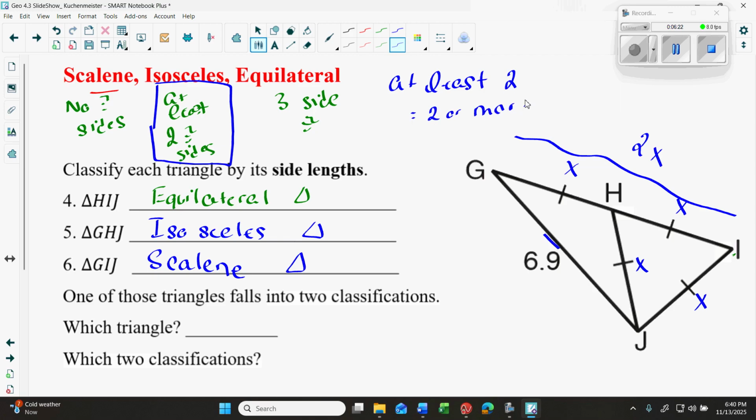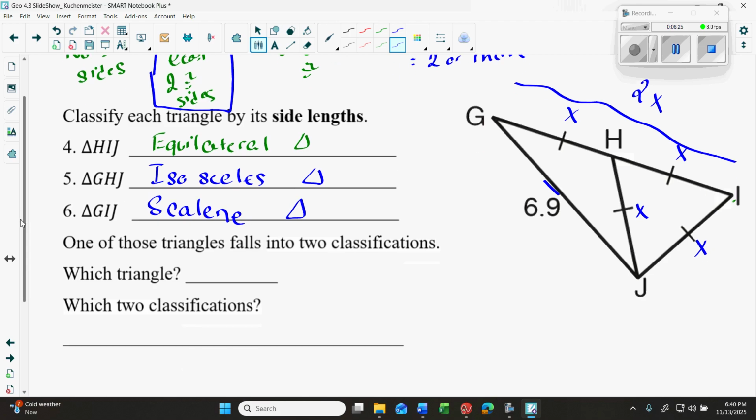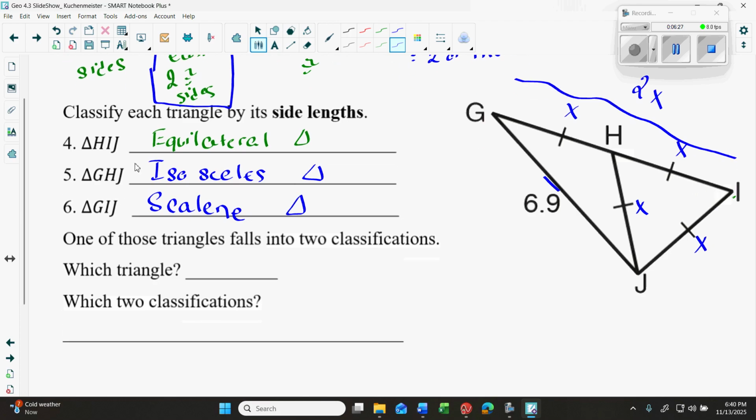So the triangle that falls into two classifications is actually triangle HIJ, our equilateral triangle. Triangle HIJ is not only an equilateral triangle, it is also an isosceles triangle. Technically, every equilateral triangle is an isosceles triangle because all you need for an isosceles triangle is at least two congruent sides. So if you have three congruent sides, that falls into the phrase "at least two."